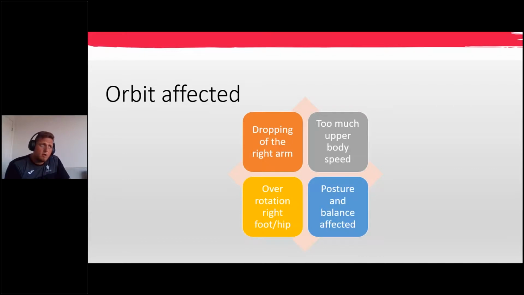Again, that can be shoulder health, shoulder mobility, strength in the core, or not being on that double support, or even on a strong single support. Over-rotation in the right foot and hip. If you're really starting too soon, accelerating that right foot into the middle, you can drop the arm.